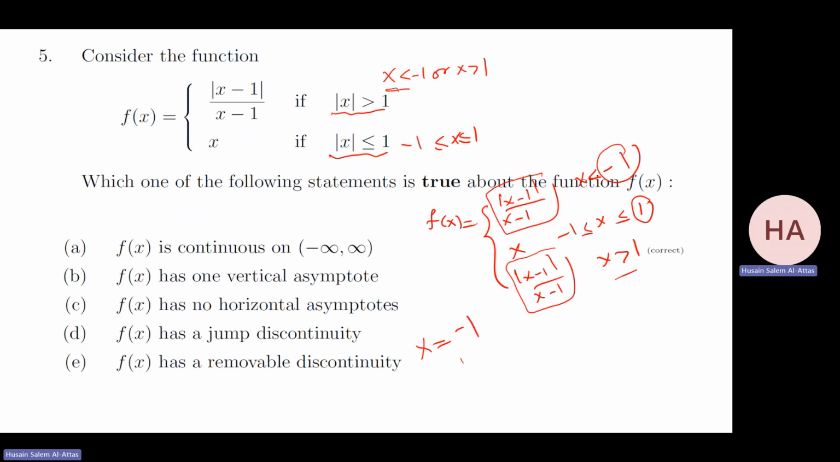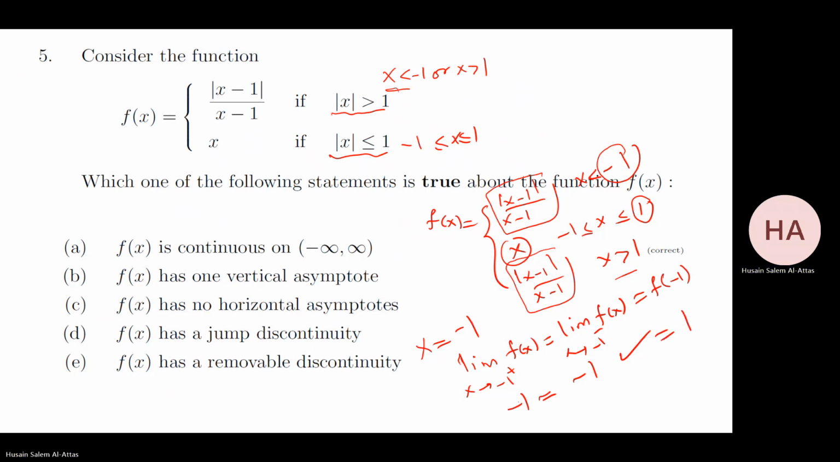For x equal minus 1, what happened? Need to check the limit as x goes to minus 1 from right should equal the limit as x goes to minus 1 from left. Minus 1, I just substitute. You have minus 1 minus 1, which is minus 2, and the square root 2 over minus 2, so it will be minus 1. Substitute it here, it will be minus 1. So this is correct, and it's equal to f at minus 1, which is also 1. So f is continuous here.